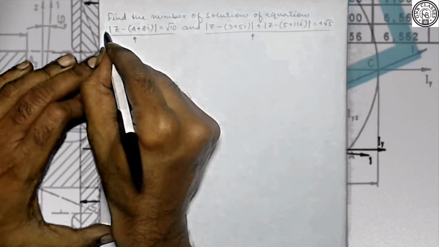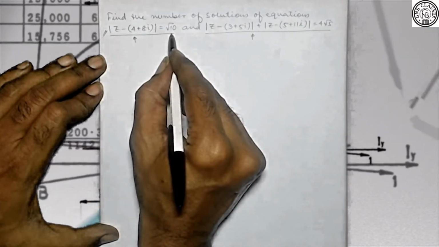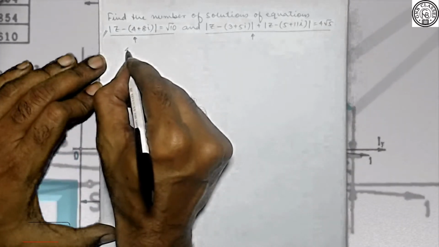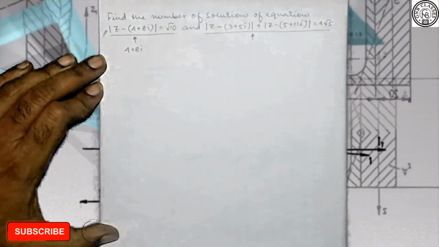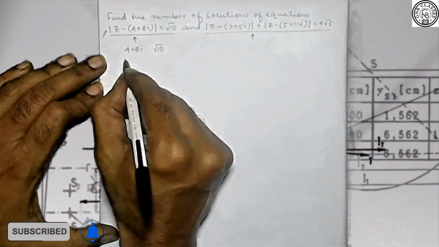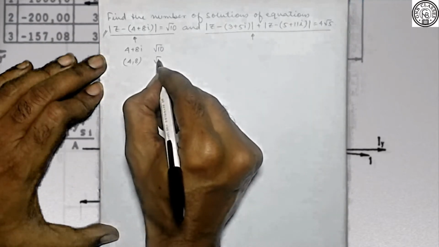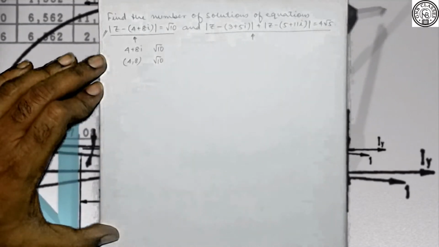Now from this first one, we can easily say that it is nothing but a circle whose center is at 4 plus 8 iota and radius is root 10. That is, the coordinate of its center is (4, 8) and the radius is root 10.